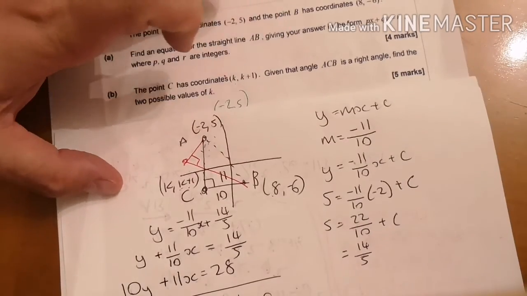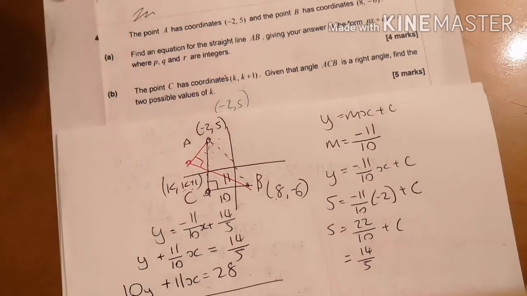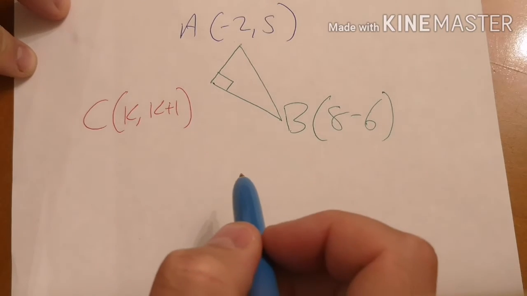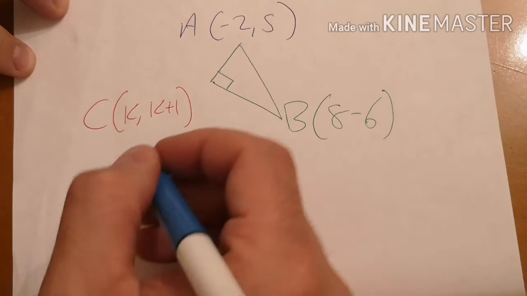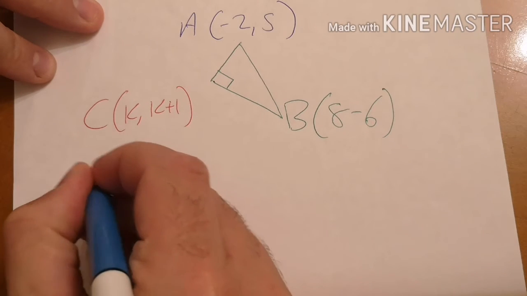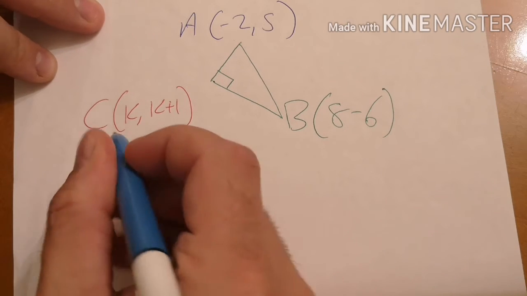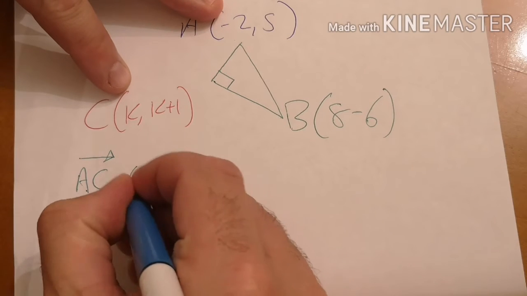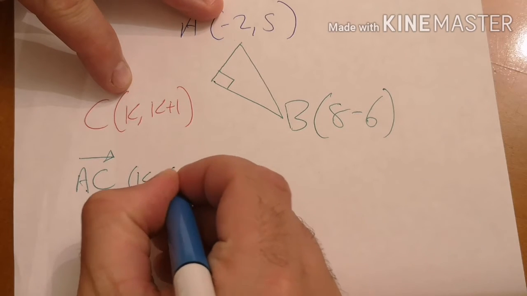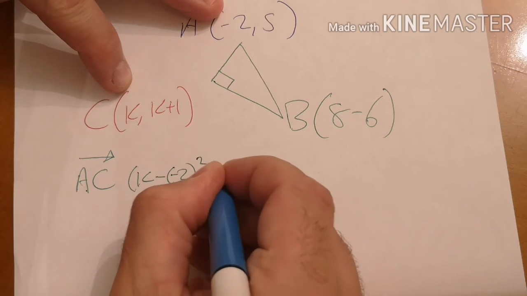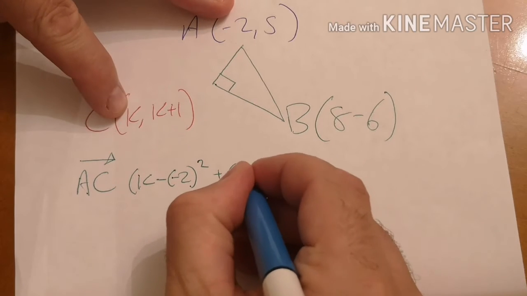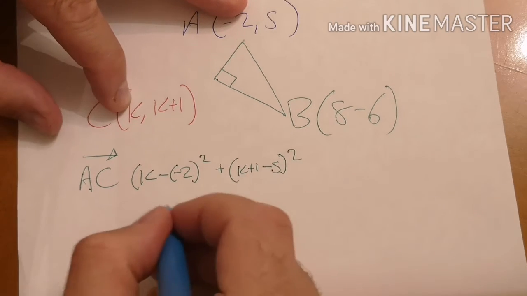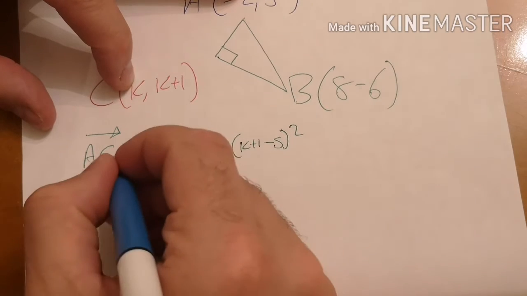Okay. Now I'm just going to redraw this so I can work through this differently. So I've redrawn this now just so it doesn't look as complicated as it was before. I'm going to work each little bit out individually. Right, AC. Now I'm going to look at this one. So I've got (k minus negative 2) squared plus (k + 1 minus 5) squared. Okay, now that's just all of this square rooted, of course.